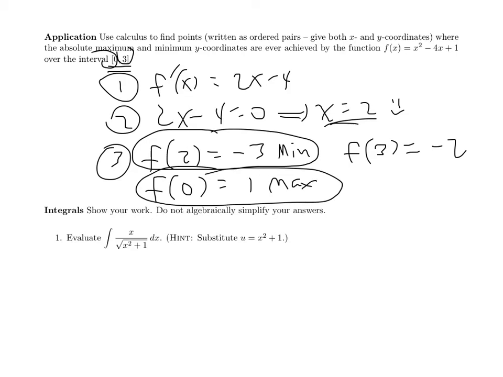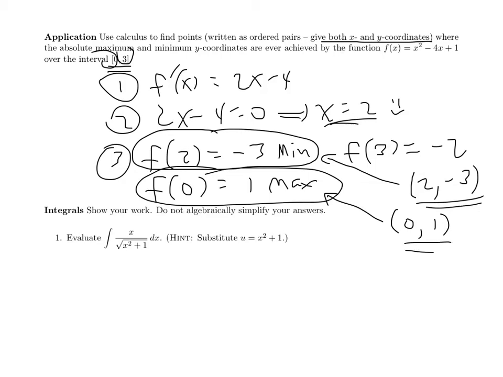The problem does ask us to give this as coordinates, so instead of saying f of 2 equals -3, I would say that's the point 2, -3. And instead of saying f of 0 equals 1, I'd say that's the point 0, 1. So there's my absolute minimum, there's my absolute maximum.